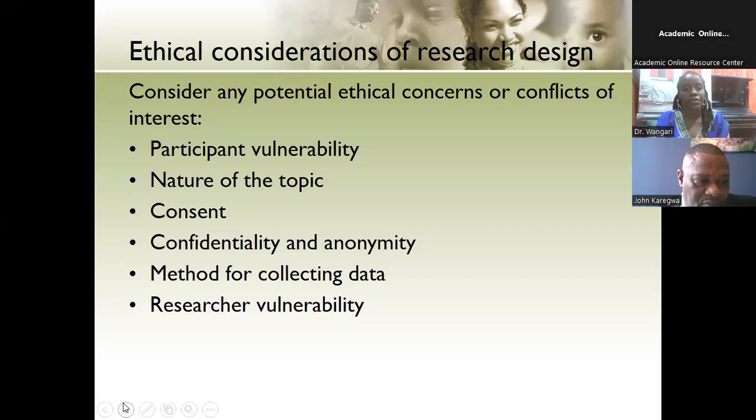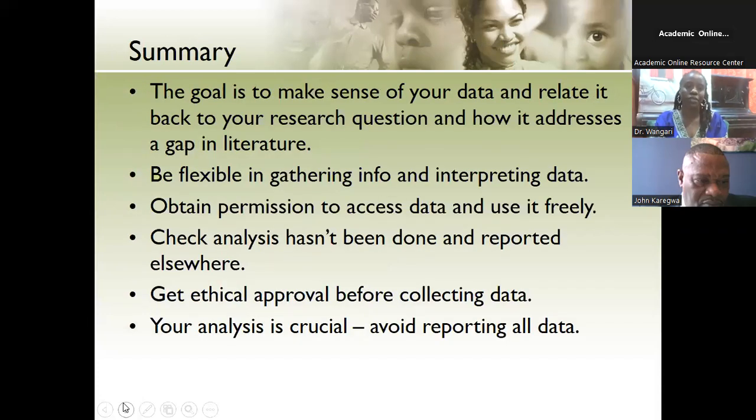And then researcher vulnerability. It's always important to also think about the safety of researchers. During COVID time, a lot of our researchers were vulnerable because they were in high-risk situations. So think about that. In summary, the goal of research is to make sense of data and relate it back to your research question and how it addresses a gap in literature.